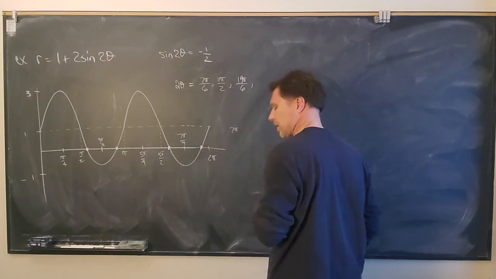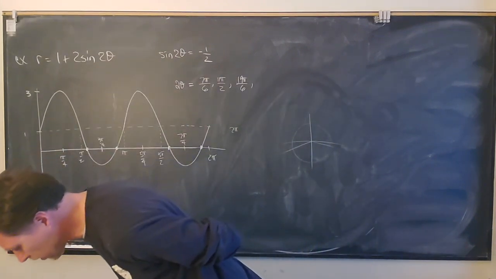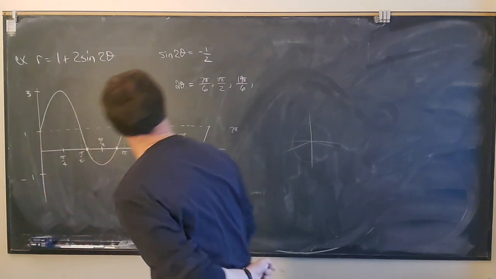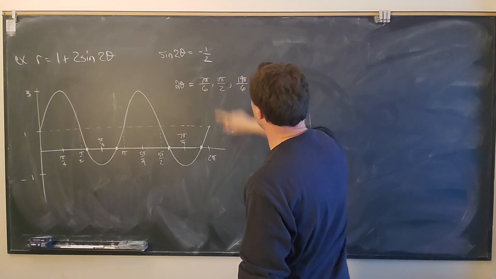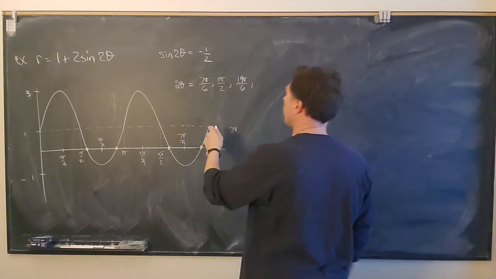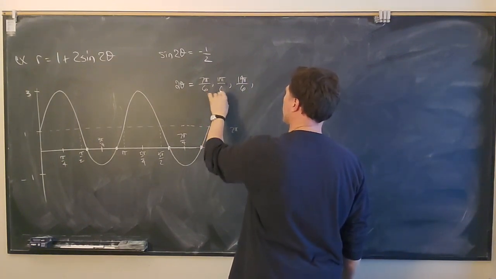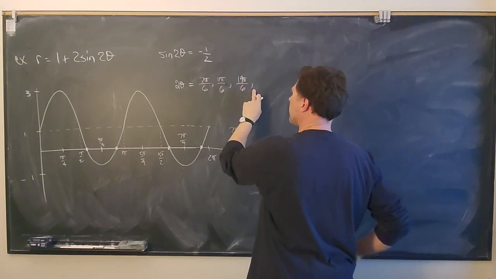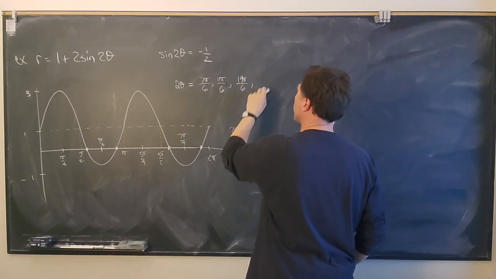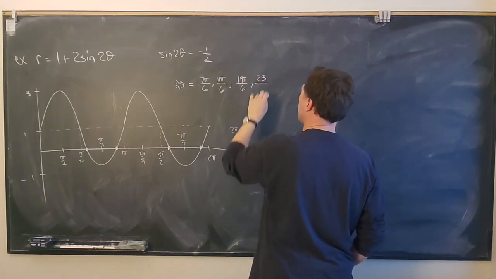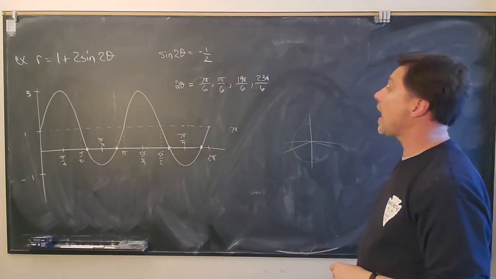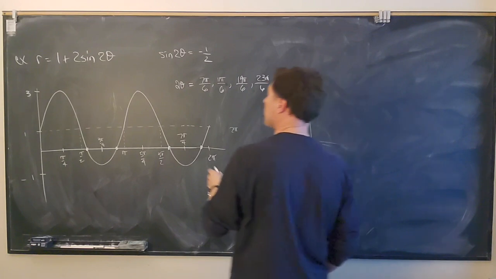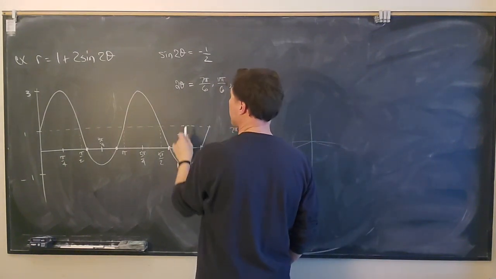And then, am I getting this wrong? Let me just check my notes. Is it? Yeah, 19, and then the last one is going to be, so add 2 pi to this one, so that would be 23, this should be 6 right there. This last one should be 23 pi over 6.